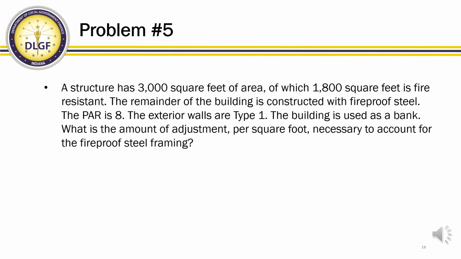For problem number 5, our improvement has 3,000 square feet. Of that, 1,800 square feet is fire resistant. The remainder of the building is constructed of fireproof steel with a PAR of 8, and our exterior walls are a type 1. The building's used as a bank, and it wants to know what is the amount of adjustment per square foot necessary to account for the fireproof steel framing.